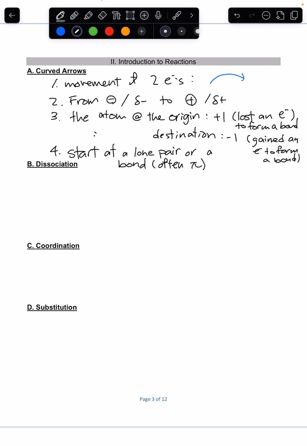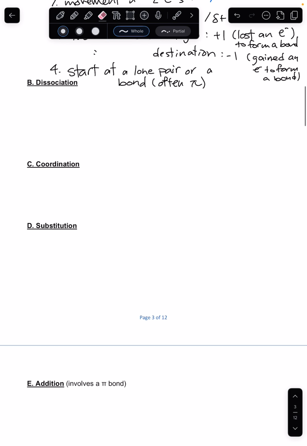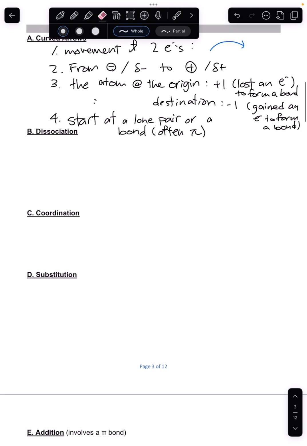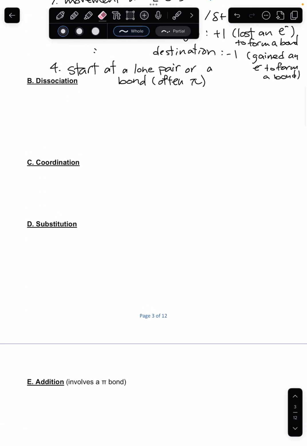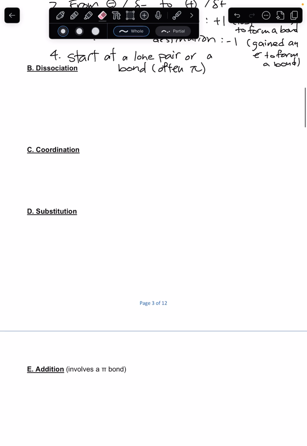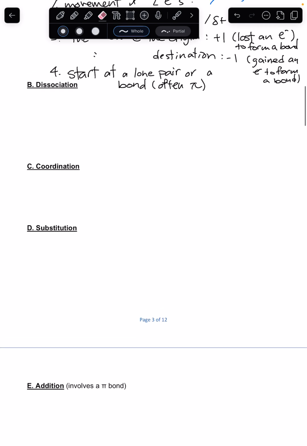So this almost explains a third of organic chemistry right here, if you could just remember this and master it, really understand it. We are going to use this curved arrow convention to explain many different reactions, but for the most part they fall into these four categories: dissociation, coordination, substitution, and addition reactions.